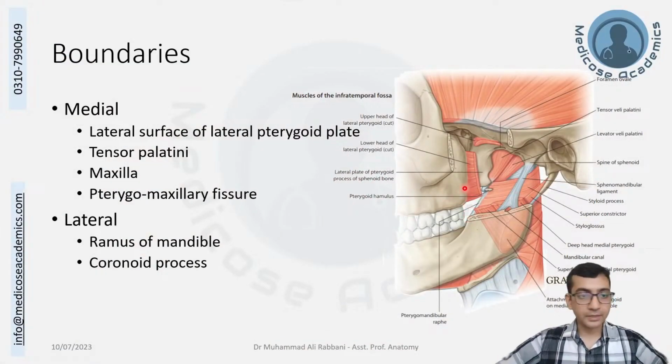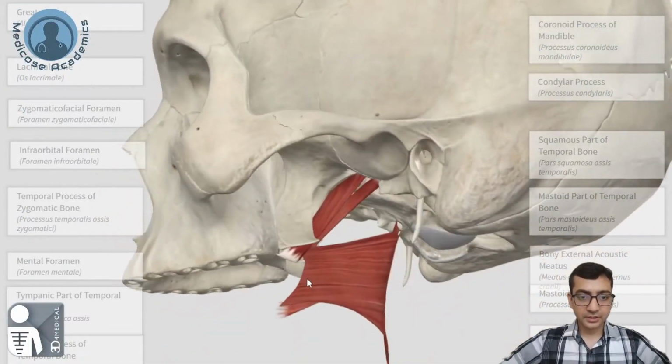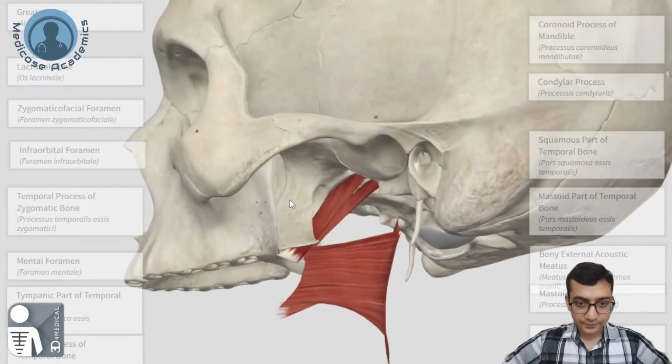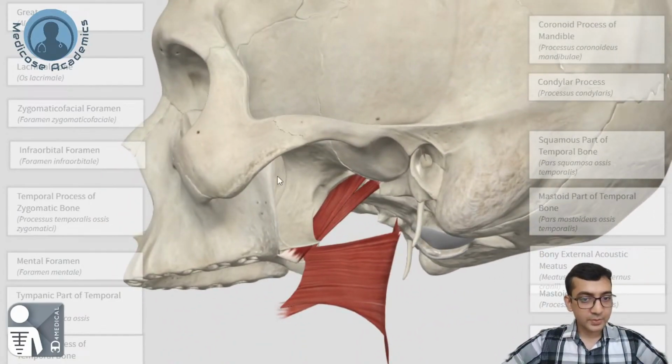So here you can see medially it is made up of the lateral pterygoid plate, tensor veli palatini, levator veli palatini, and superior constrictor, and there is the maxilla in front, and there is the pterygomaxillary fissure. Okay, I did not show you that. Let me get back to this. So this is this space. This space is called the pterygomaxillary fissure that is going into the pterygopalatine fossa.